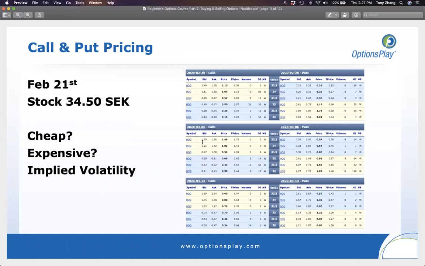So here is an underlying stock, and I pulled the pricing on this on February 21st. The stock was trading around 34.5 crowns. And what I wanted to show you here is that, as you can see, this expires on February 28th, which is 7 days from expiration. The March 6th is 14 days from expiration. And then the March 13th is 21 days from expiration.